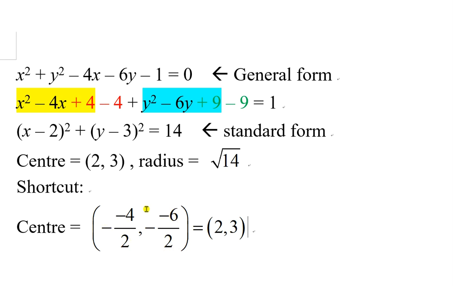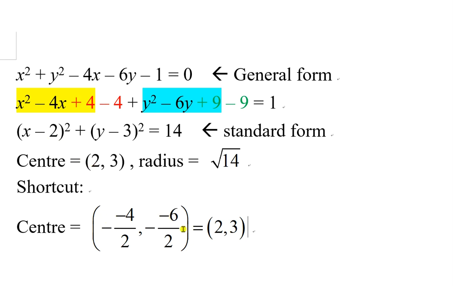And how do we get this? For this negative 4, that is the coefficient of x. Coefficient of x over 2. And you need to take the minus sign, because when you form the perfect square, (x minus 2) squared, you need to change it back to positive. That's what the negative sign means.